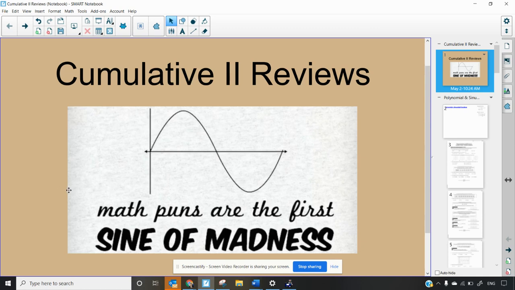So I thought the cartoon was a little bit fitting. I love math, but I like math puns too. So math puns are the first sign of madness.